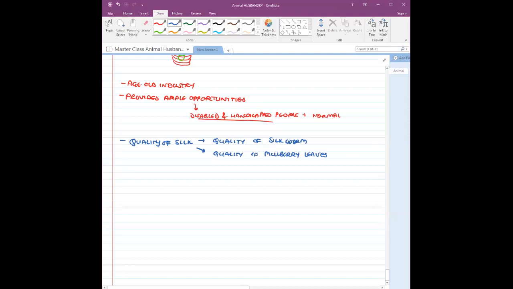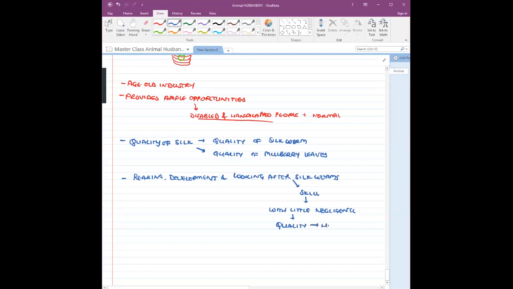Next thing after this, guys, we need to rear this thing. So rearing, development and looking after requires a lot of skill. Because with even little amounts of negligence, you will see that immediately this entire thing can collapse. With little negligence, the quality gets hampered that way. So this is a very, very important thing, guys.